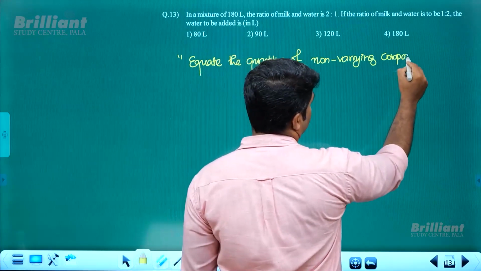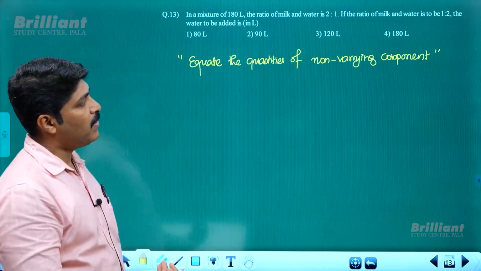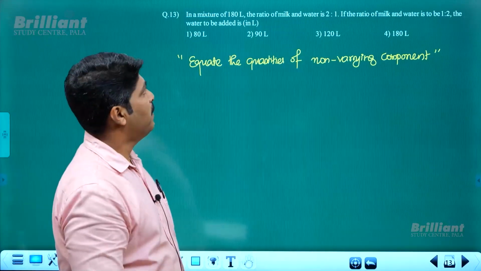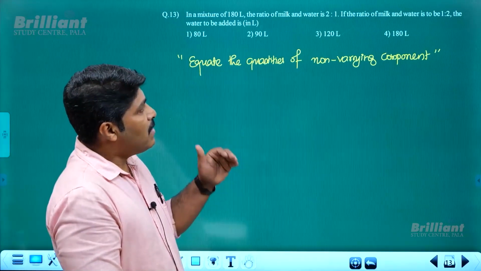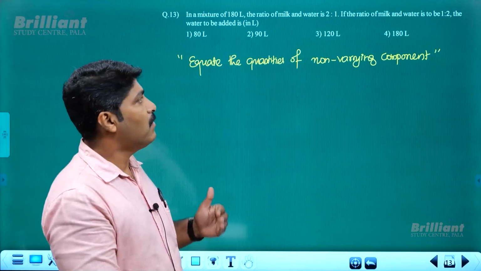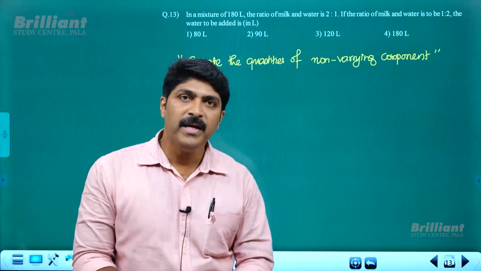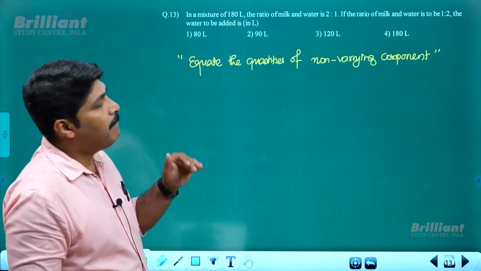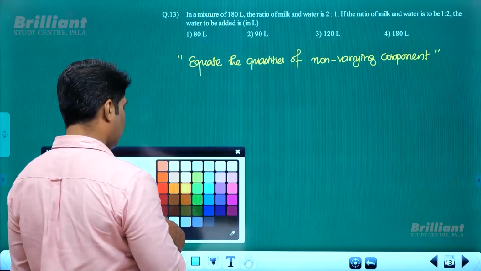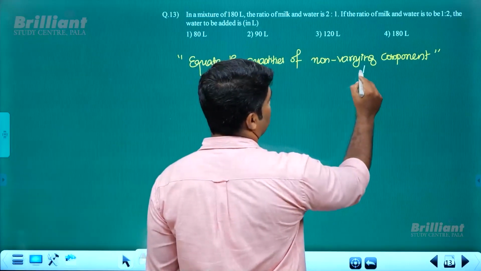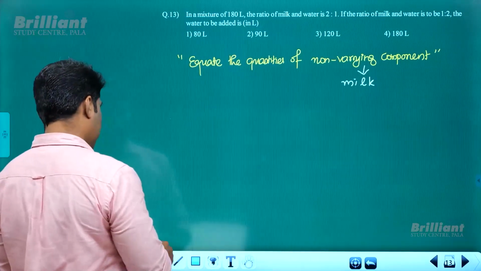So you have to understand in such a situation which is a varying component and which is a non-varying component. Here we have milk and water. What is the additional important thing here, whether it's milk or water? We are adding water. Therefore, milk is the non-varying component in this case. Then how can we connect it?